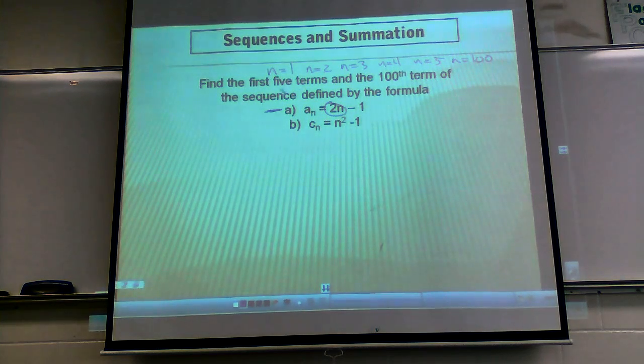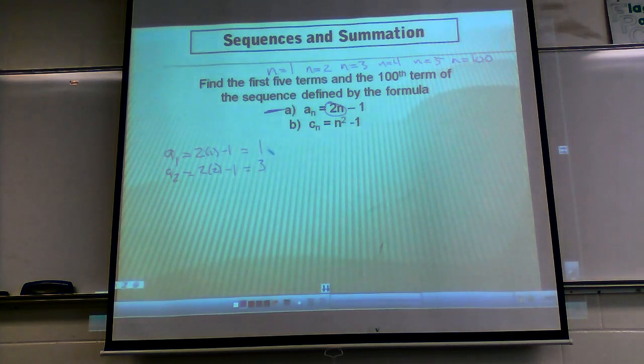If I plugged 1 in here, a sub 1 on the first one would be 2 times 1 minus 1. 2 times 1 is 2, correct? Minus 1 is 1. If I do a sub 2, that'd be 2 times 2 minus 1, which is how much?